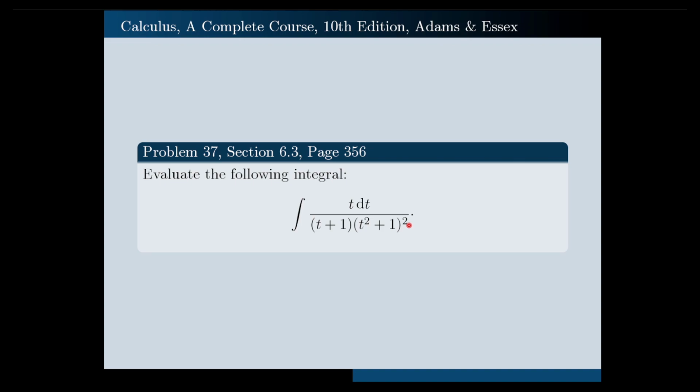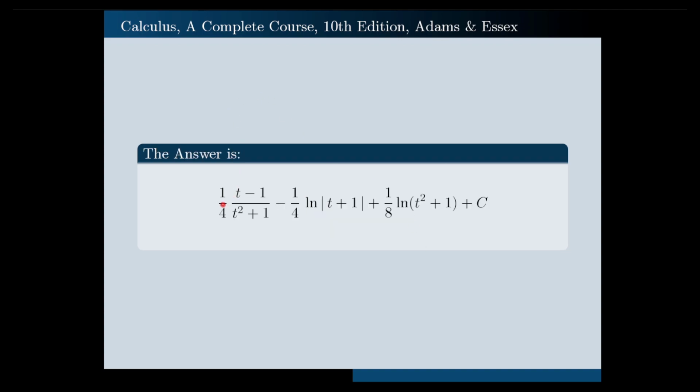It would be a good idea if you pause the video at this point and try to solve the problem yourself first. If you do your calculations correctly, one possible answer that you will get is as follows: 1 over 4 times (t minus 1) over (t squared plus 1), minus 1 over 4 times ln of the absolute value of t plus 1, plus 1 over 8 times ln of t squared plus 1, plus a constant c.